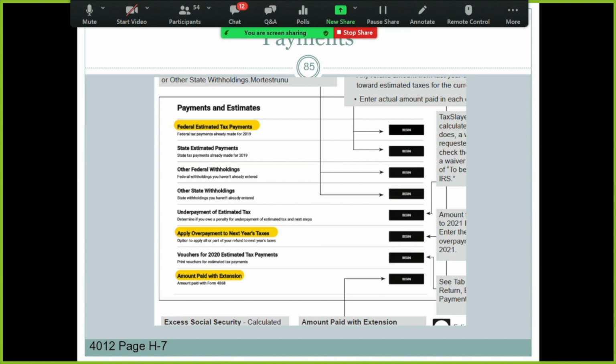And then right above that, the amount paid for extension, you see the vouchers for the estimated tax payments. So that's where we would go, using the information that we have input in the tax system, to produce and print out the 2021 estimated tax vouchers along with a copy of their tax return. So that will then add that sheet along with the return.